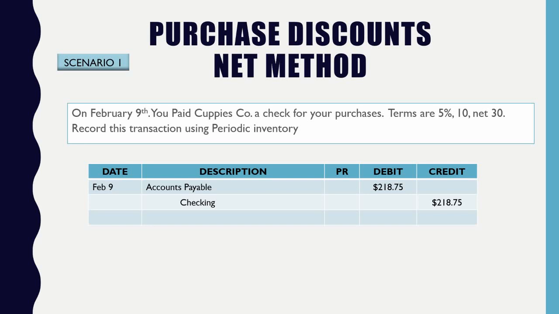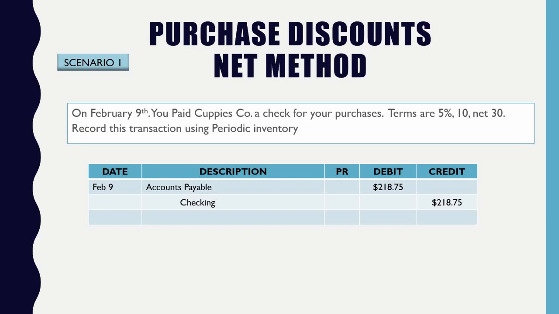You knew when the bill is going to be paid, and you already took the discount before recognizing anything, right? That's the first thing you did. You recognized the discounted amount. So in this case, I'm making a payment within the discount period date, and here that's exactly what you're going to do. You're going to pay it off for the $218.75.